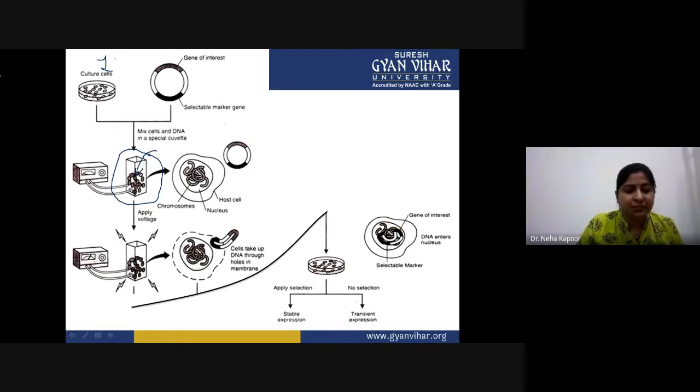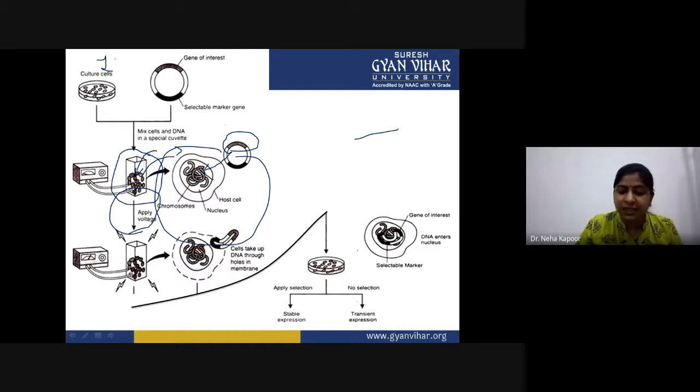As you can see in this picture also, just a moment. Yes. If you enlarge this, this is the host cell, with the chromosome and nucleus. This is our gene of interest, and we want this gene to be inserted inside the chromosome. For this, we will be applying voltage. So here we have applied voltage. Once you have applied the voltage, the pores are created. As you can see, the dotted line is shown for the plasma membrane. Through these pores, this DNA would be taken up and it would get integrated.